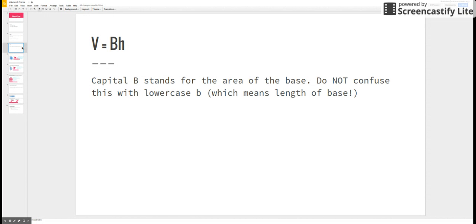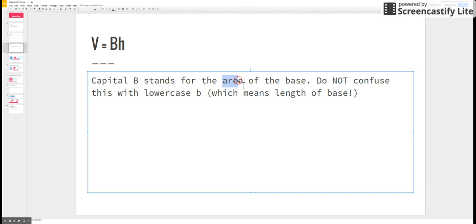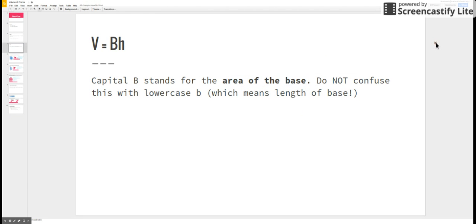All right, so let's start with this formula. Volume equals capital B times H. Capital B stands for the area of the base. Don't confuse this with the lowercase b, which means the length of the base. So this big B is whatever the area of your base is. If you're finding the volume of a triangular prism, you're going to look for the area of the triangle base times the height.